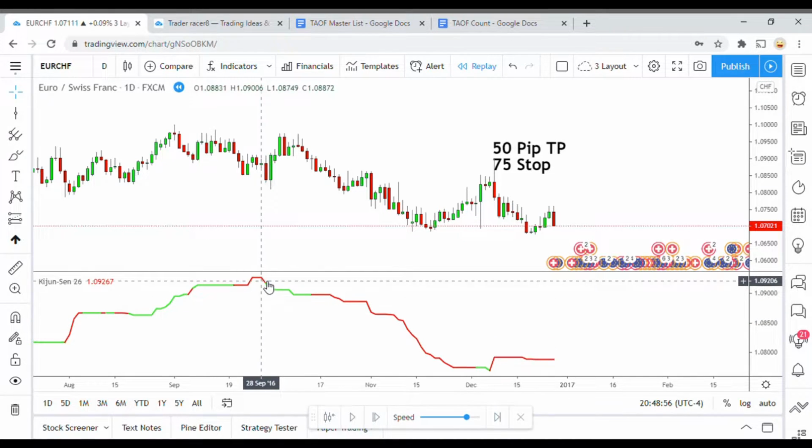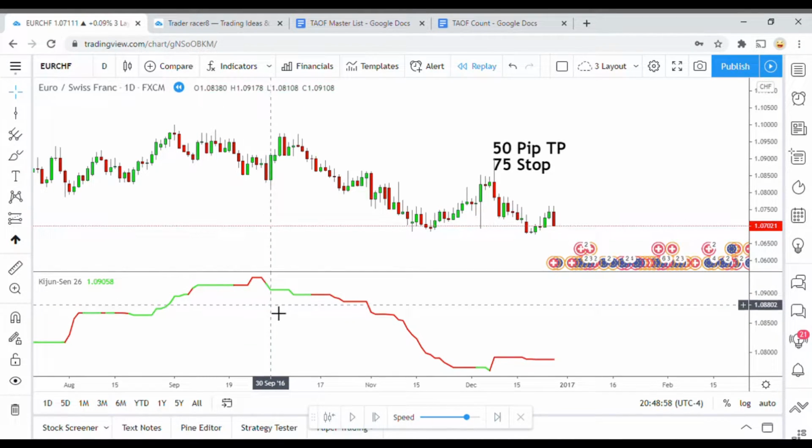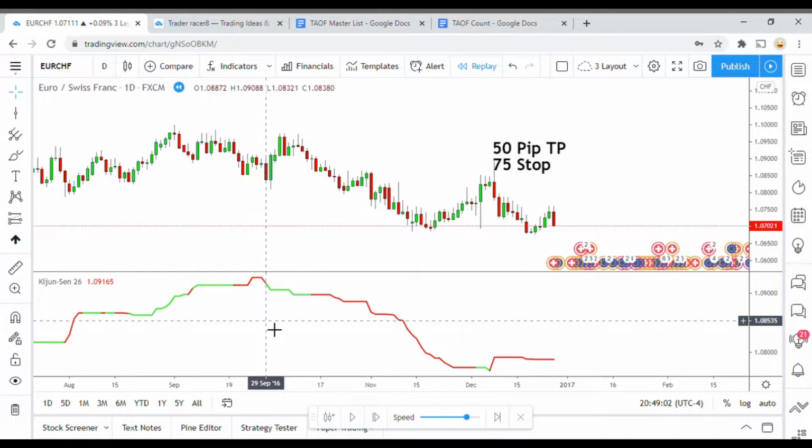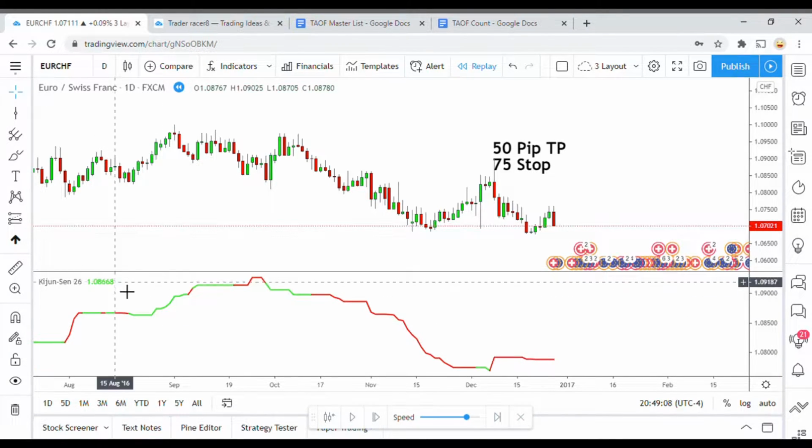Now, of course, you can use the cursor here, and you can see where the vertical line, the vertical axis, is hovering from bar to bar.